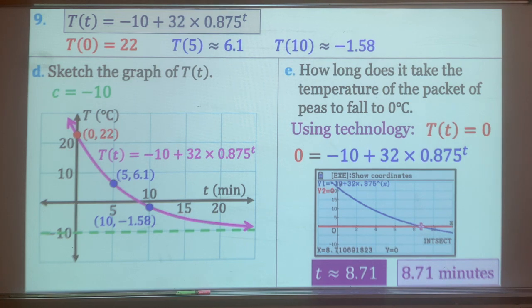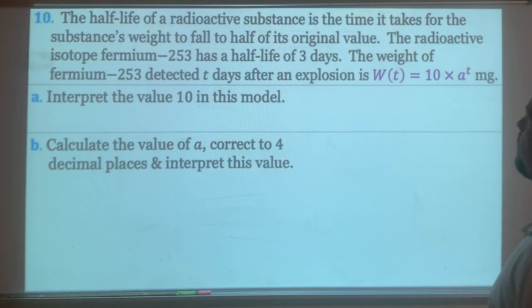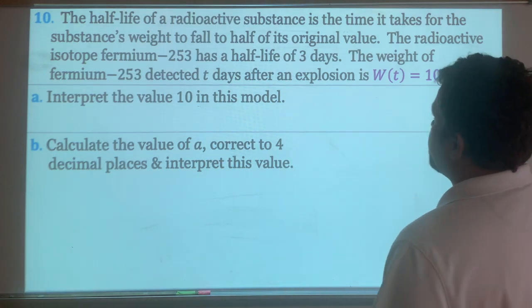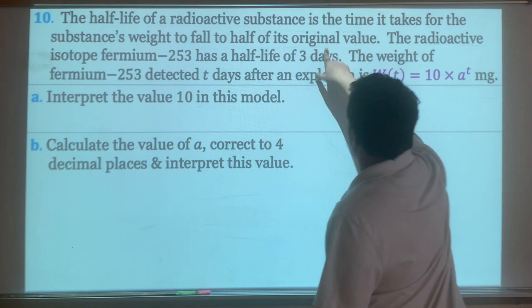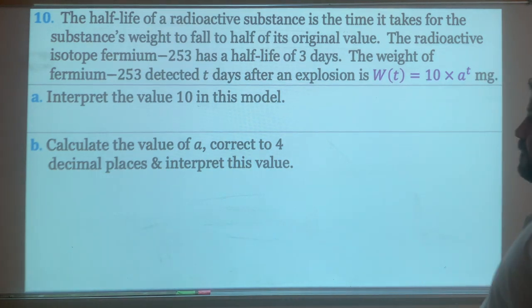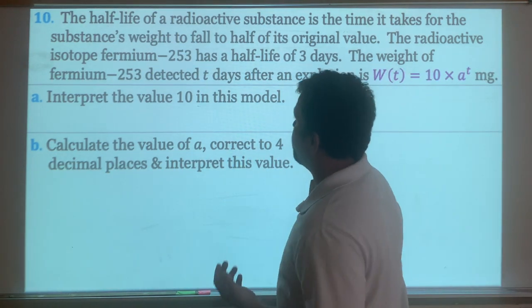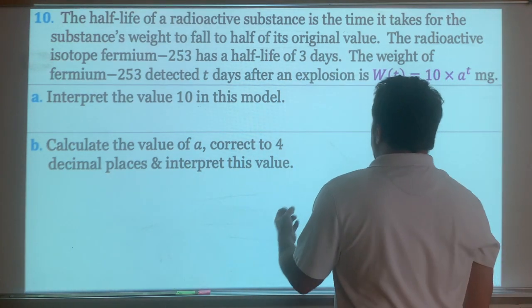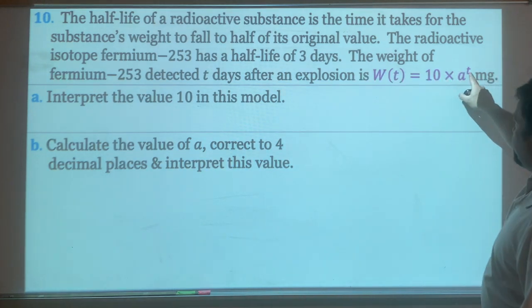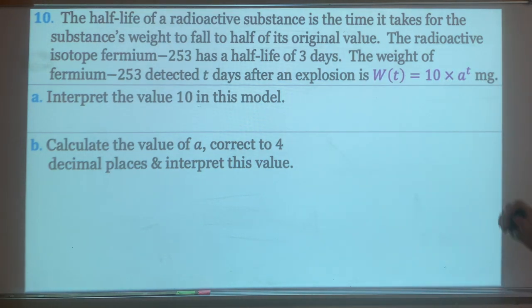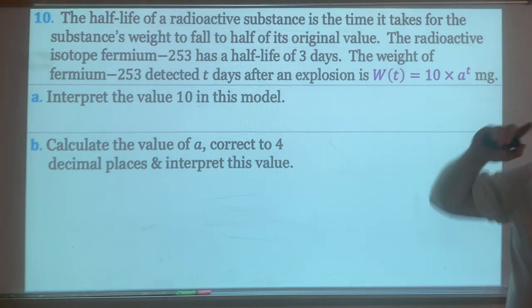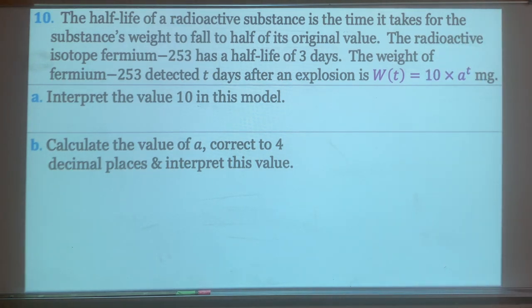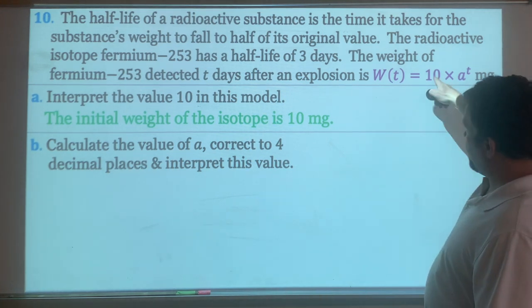Ready? Last one. The half-life of a radioactive substance is the time it takes for the substance's weight to fall to half of its original value. The radioactive isotope fermium-253 has a half-life of 3 days. The weight of fermium-253 detected t days after an explosion is W of t equals 10 times a to the t milligrams. What do you think this 10 is? You can do the whole page, but I'm just asking for fun. All right, so that 10 is the initial weight. The initial weight of the isotope is 10 milligrams.